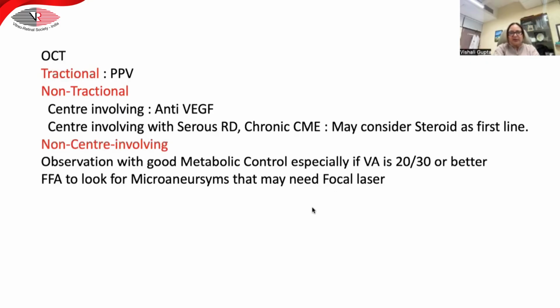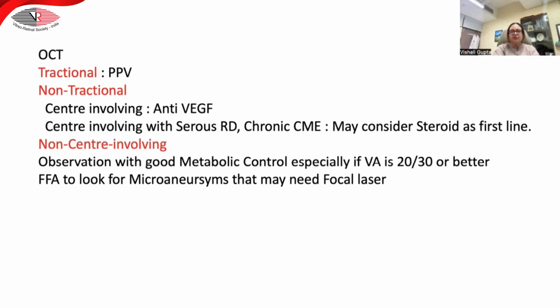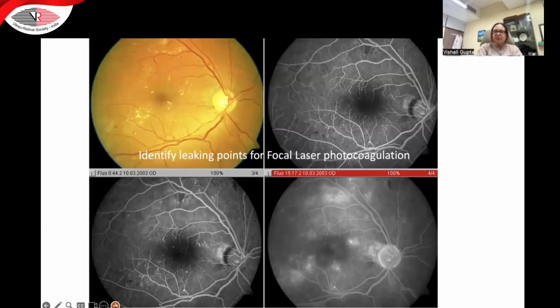Now let's see if you consider doing focal laser. The moment you decide that you want to do focal laser, it's very important that you do an angiogram to delineate which of the microaneurysms are leaking and which ones you need to target.